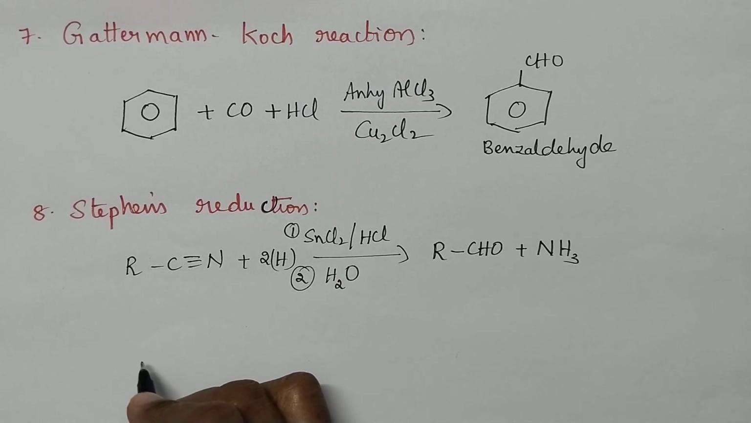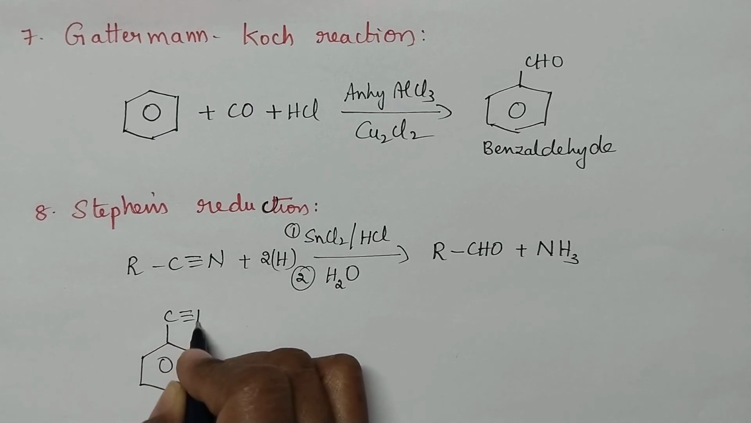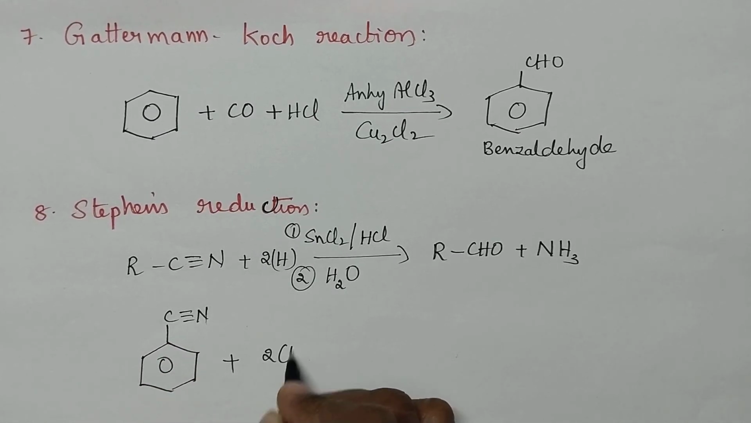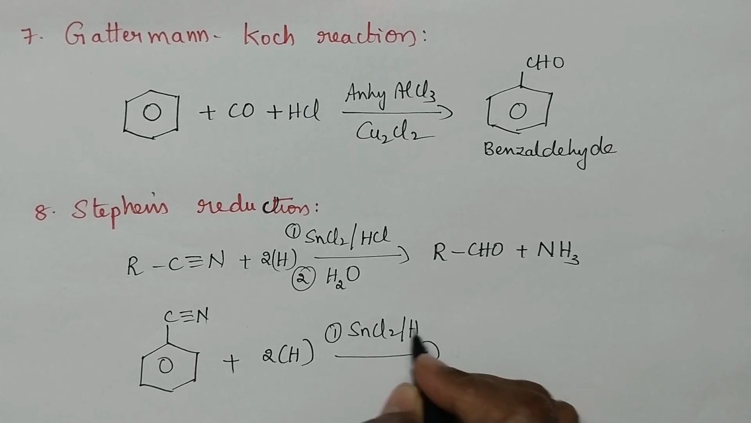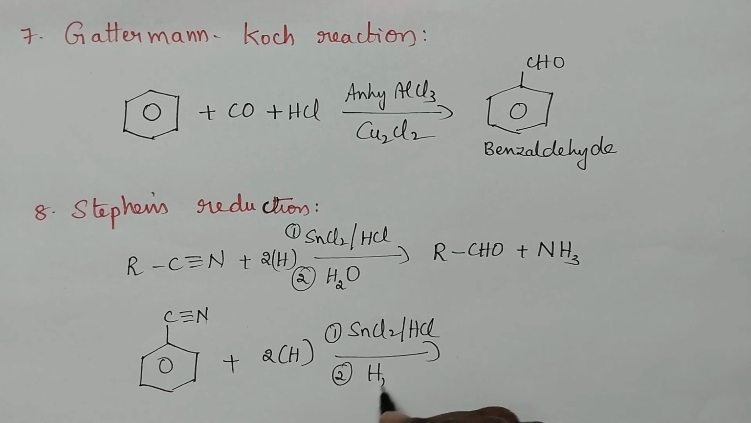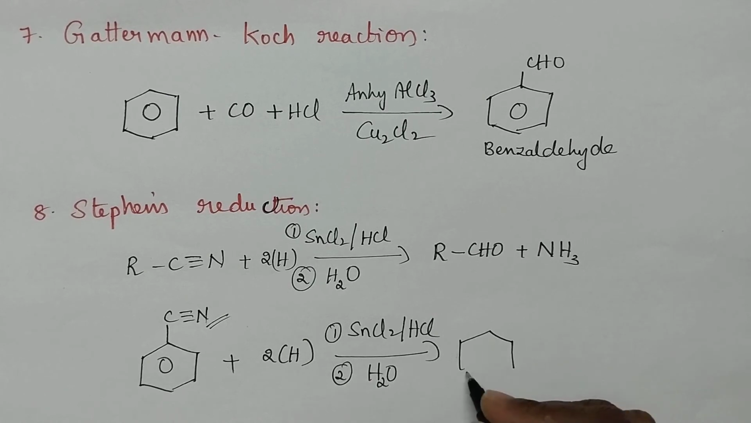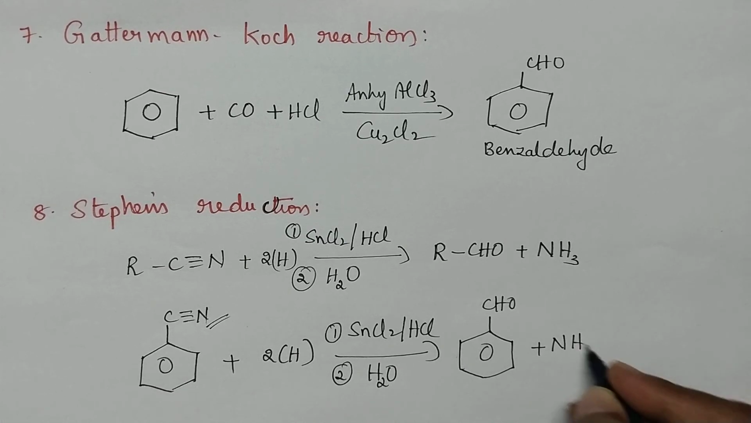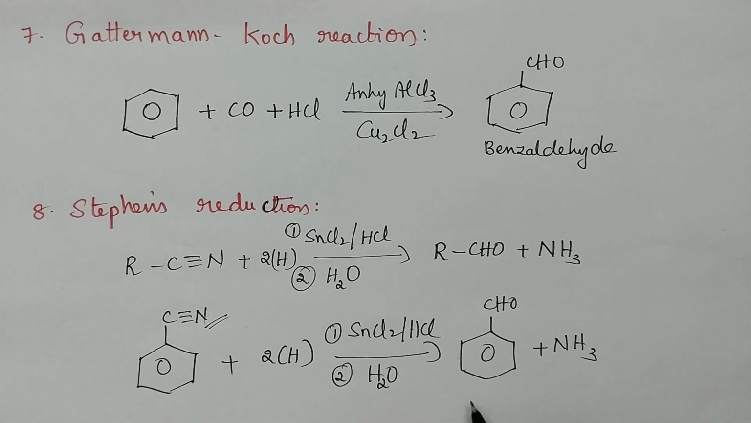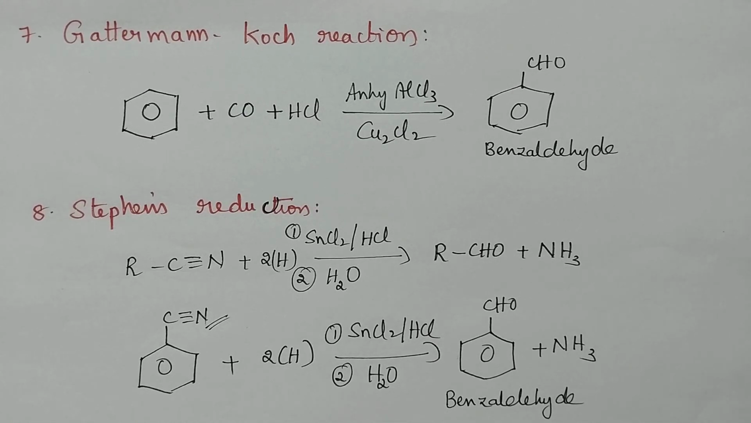So here we can also prepare benzaldehyde simply by following Stephen's reduction. So we have to use the same reagents. Then what happens? This cyano group will be converted into the corresponding aldehyde. So during Stephen's reduction also we can prepare benzaldehyde by using the corresponding cyanide. Is it clear, students?